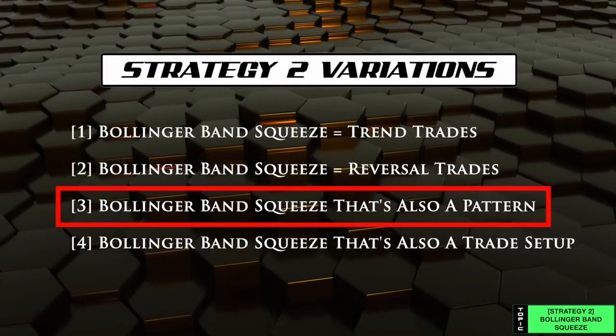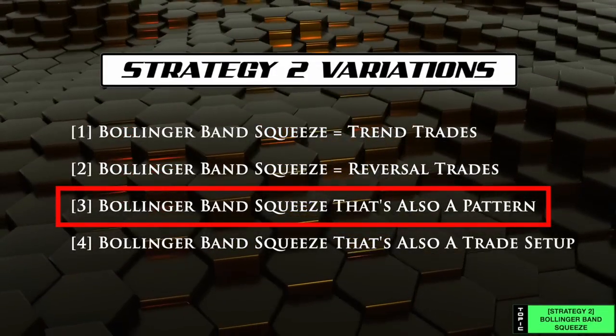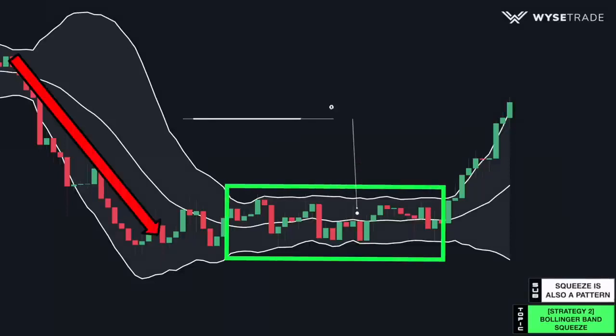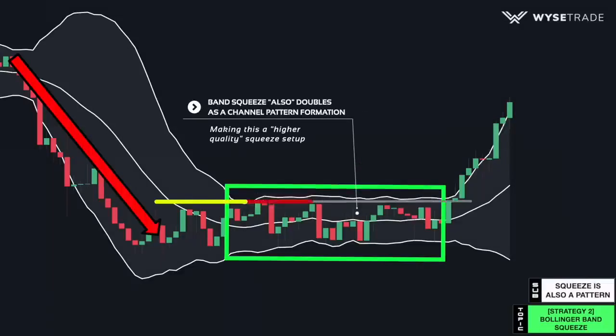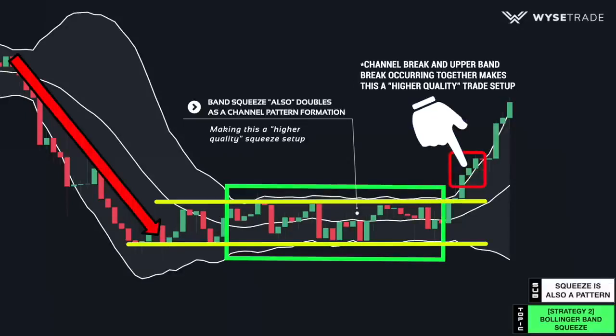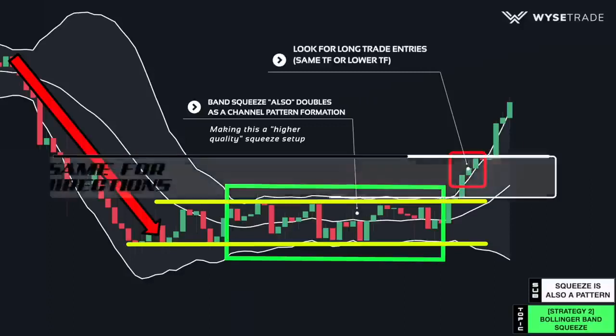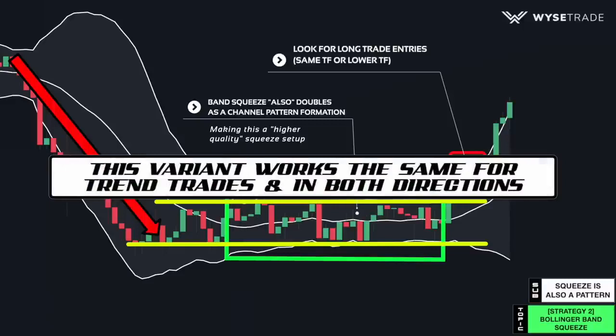A Bollinger Band squeeze that is also a pattern formation. You have your moving downtrend. Your band squeeze here also forms a channel pattern by connecting the swing highs and lows. Then once price breaks above the pattern, it also breaks outside of the bands. This is a higher quality reversal trade, and you would then look for long trades through the same time frame or through the lower intraday time frame. This also works the same for trend trades and in both directions.